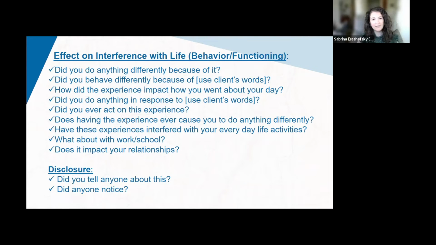Part of the effect on behavior is also this idea of disclosure. So you can ask someone, did you tell anyone about this experience? Did other people notice? And this can be a helpful place to get feedback from collateral, because we can have some of these observed behavioral manifestations that sometimes individuals aren't as aware of. And so are we able to connect them with a specific experience that someone's endorsing?